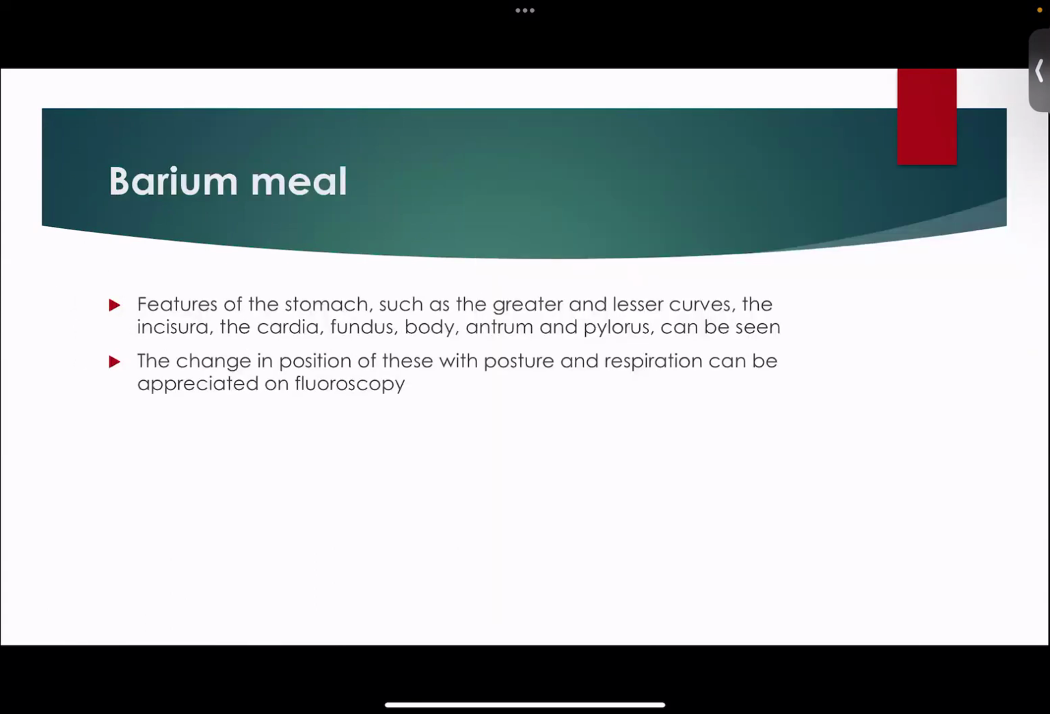The other modality we use for stomach is the barium meal. We have single contrast barium meal and double contrast. The single contrast barium meal, we will see the configuration of stomach, such as the greater, lesser curves, incisura, cardia, fundus, body, antrum, pylorus. Any position or any part suspicious, we can use the fluoroscopy.